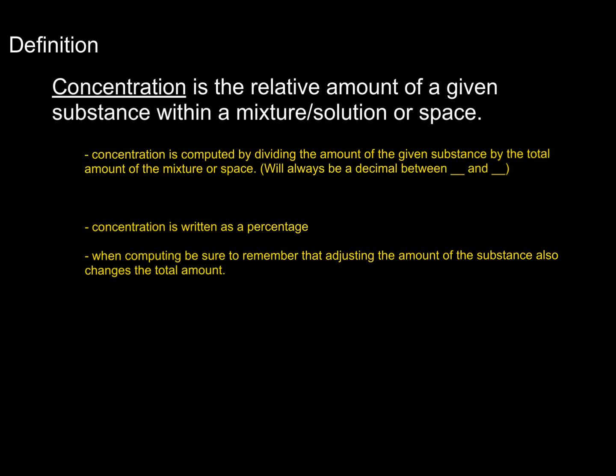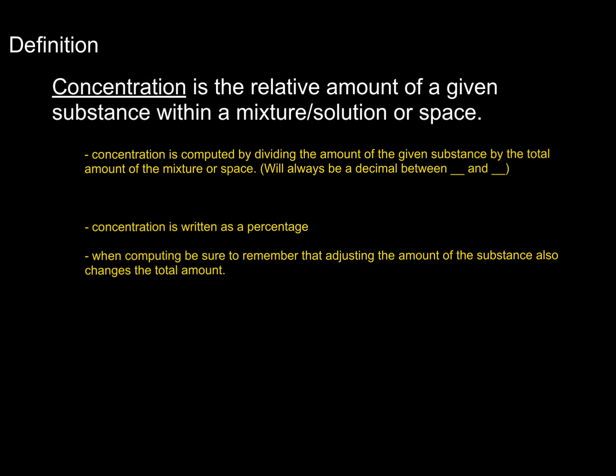So a couple of things to note. Concentration is computed, right? How did I compute concentration? I divided the amount of the given substance, so that was the lemon juice, by the total amount of mixture or space. And this is always going to give me a decimal. And what's the decimal going to be between? Well, I want you to think about this for a second.